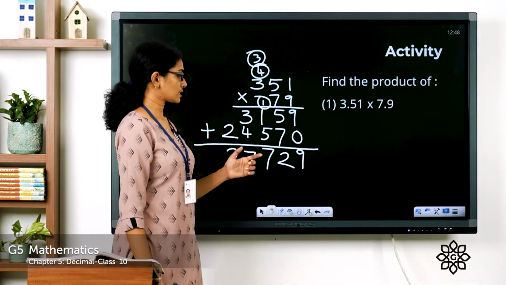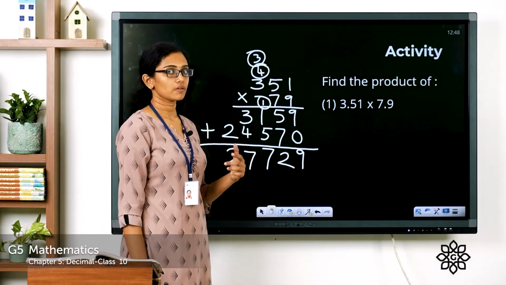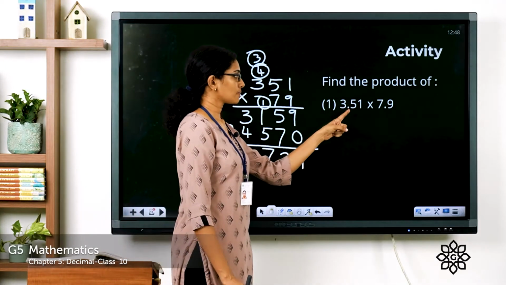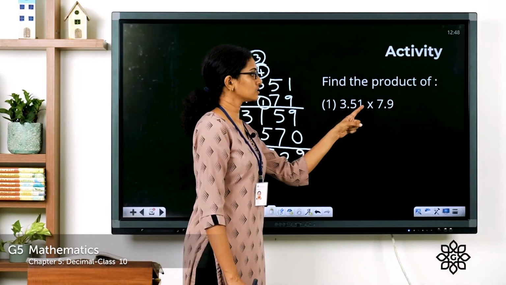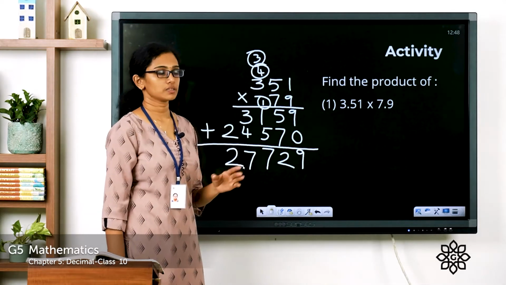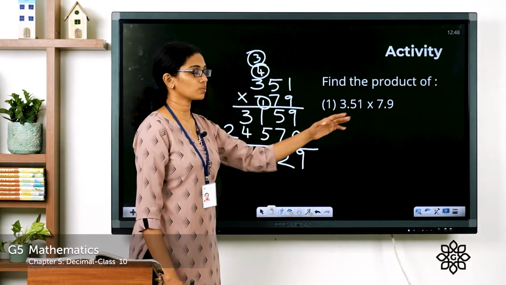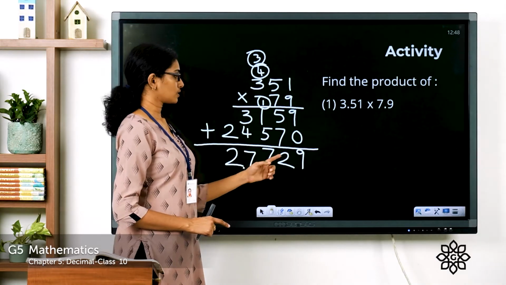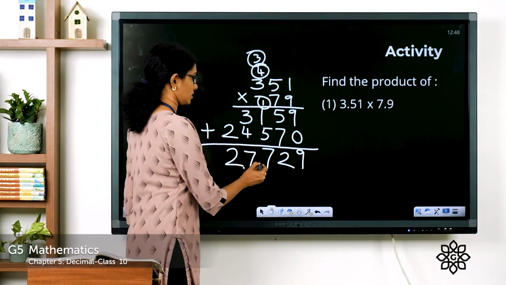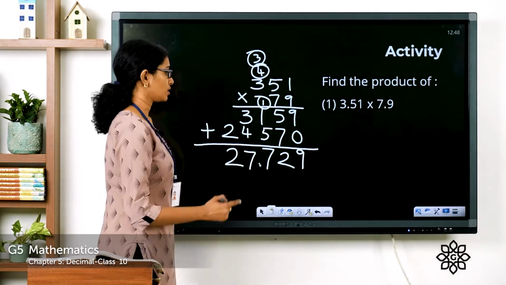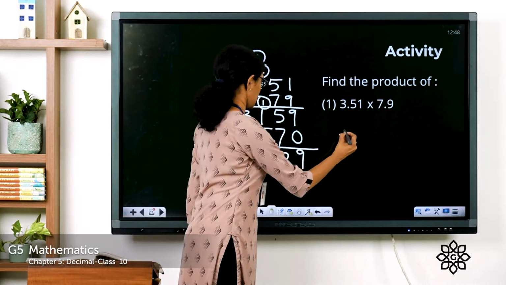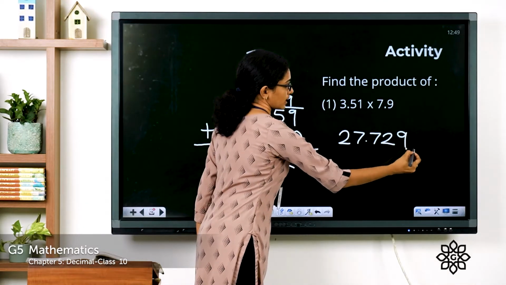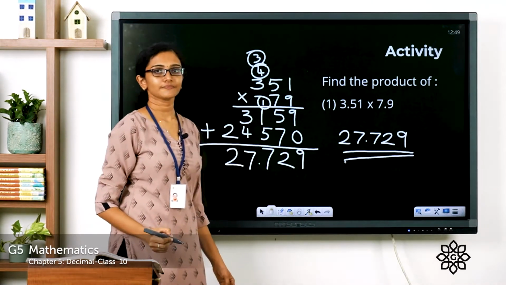Now we have to put the decimal point. So let's count the number of digits after the decimal point in the multiplicand and the multiplier. In the multiplicand you have 2 places and in the multiplier you have 1 place. So there is a total of 2 plus 1, 3 places. So count 3 places from right to left. 1, 2, 3. Here you put the decimal point. So the final product is 27.729. I hope you got the answer correct.